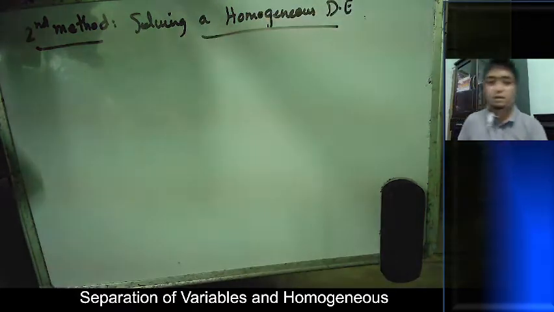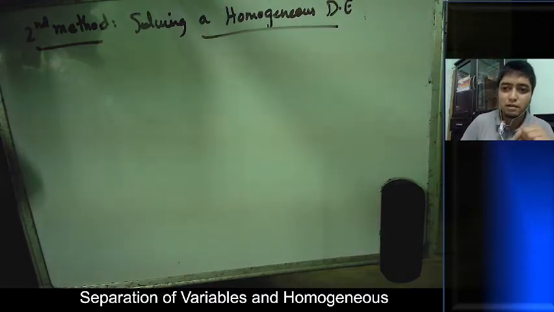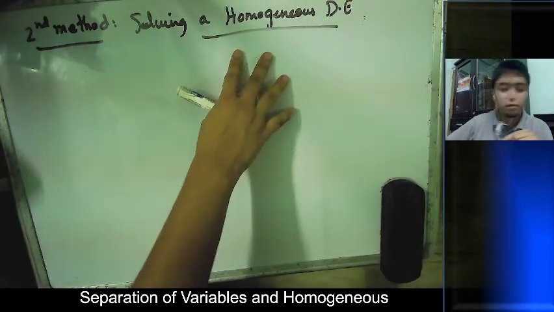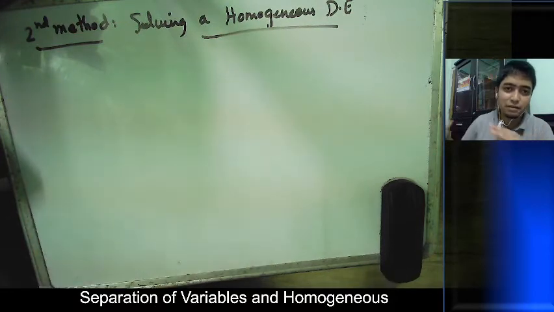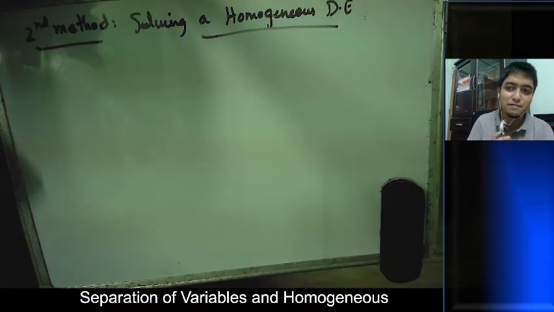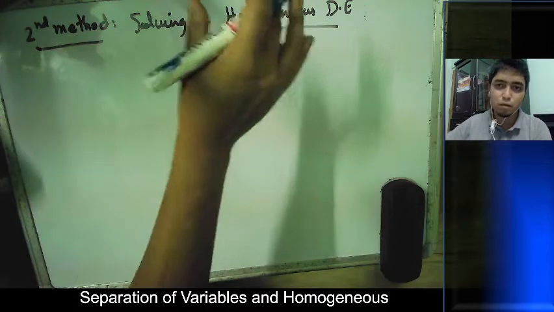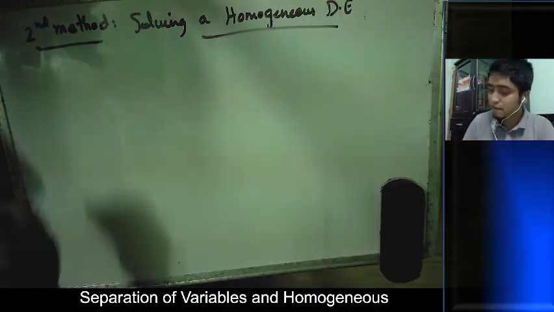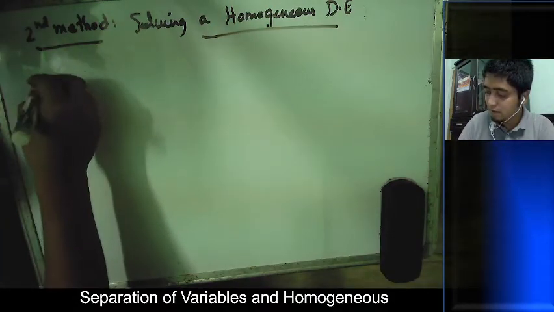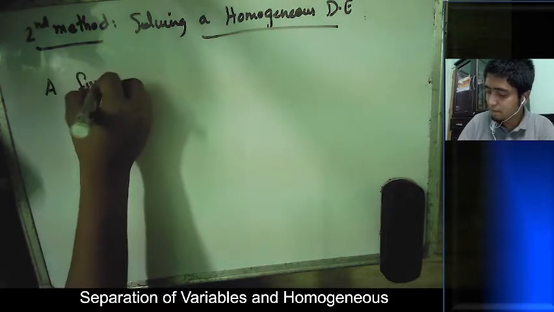Okay, again I repeat, you don't need to do the homogeneous method if you can do it with the first method, that is separation of variables. But in case the variables cannot be separated, then you will have to resort to this theory of homogeneous differential equations.